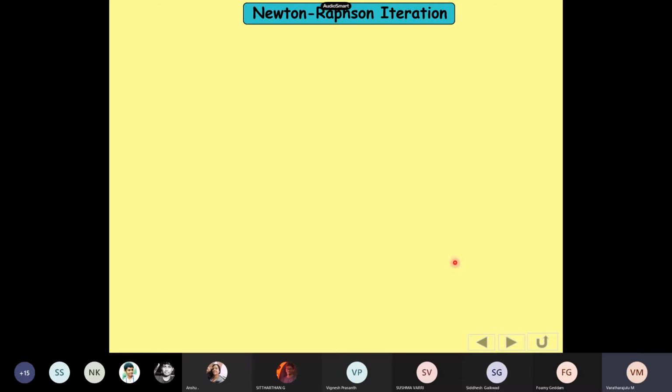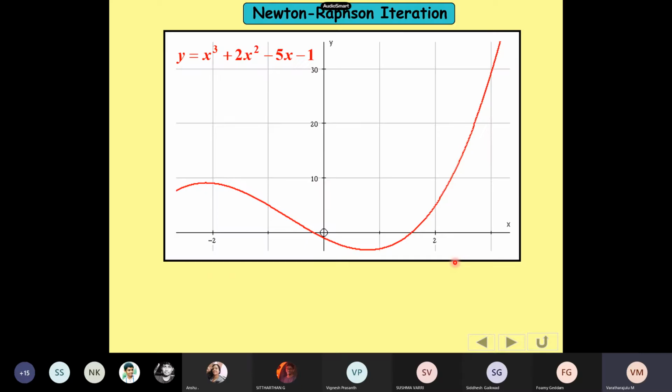See, this is the graphical representation. This is your given f of x, that is x cube minus 2x squared minus 5x minus 1. And obviously, this equation has 3 different results. But Newton-Raphson is based on the initial iterations. It will return any one of the answers. We are not trying to calculate all the 3.